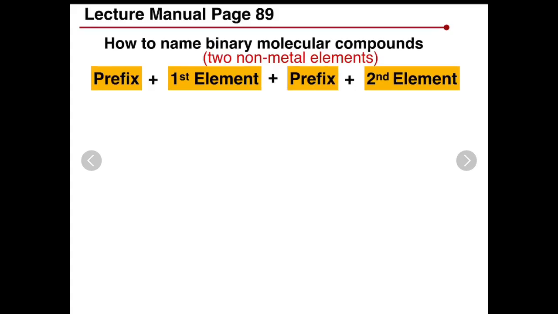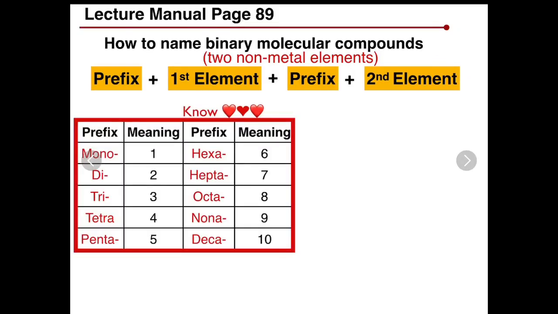In this case, if you want to specify, you need to use the prefix. As I mentioned before, the first prefix will tell you about the number of the first element. The second prefix will tell you about the number of the second element. Okay, so these are the prefixes that will be given to you on the exam. And you are going to need to change the second element to "ide." So change the ending.